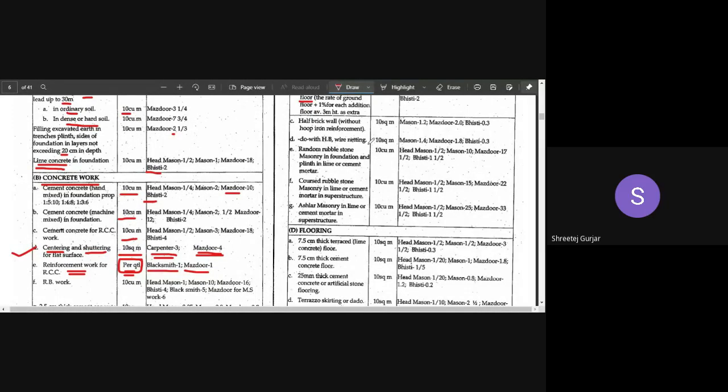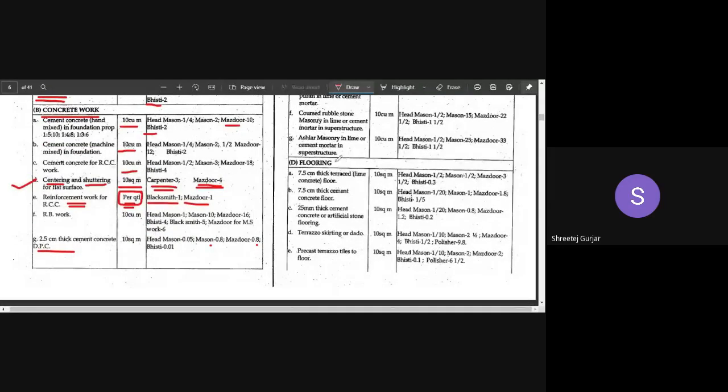Then coming to various other things, right? We have flooring. For flooring, we require head masons, masons, Mazdoors, and Bisti. Wherever you require water, wherever you require curing, remember to include Bisti. Okay, include Bisti.